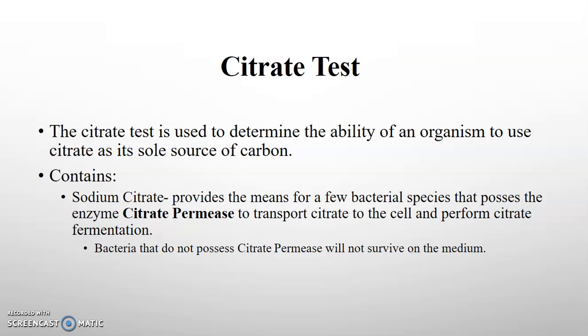So when you do a citrate test, what you're really doing is looking to see, does your bacteria have the citrate permease enzyme, yes or no? If it does, that means it can use citrate as its sole source of carbon. If it does not, that means it's not able to use citrate as its sole source of carbon, so it must need something else for a carbon source.